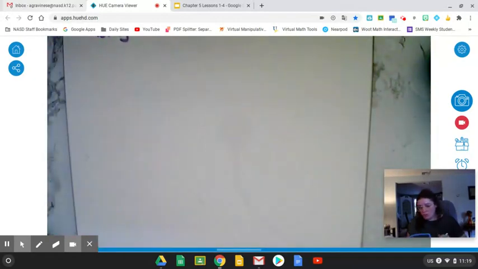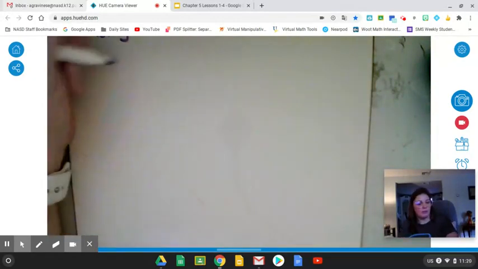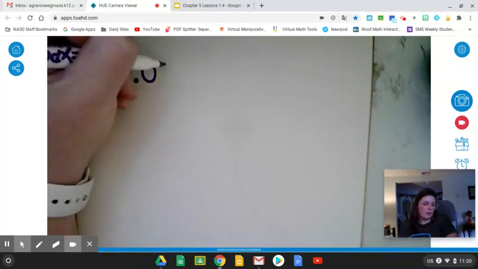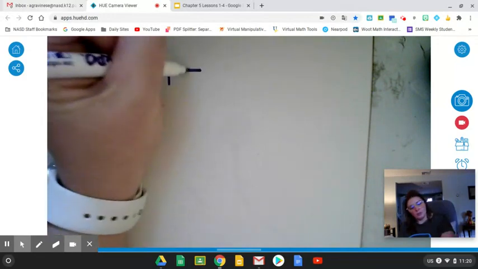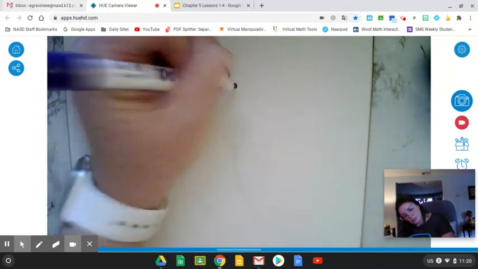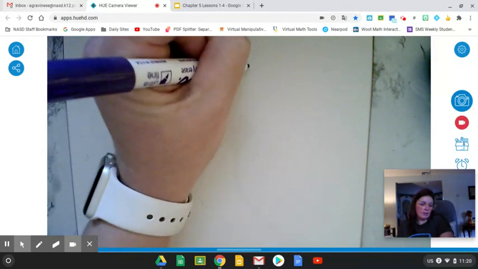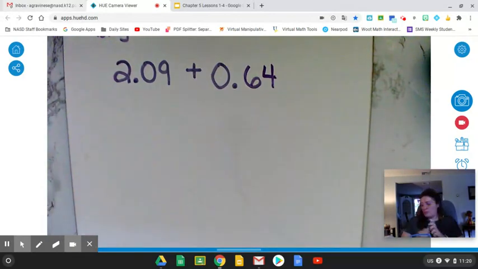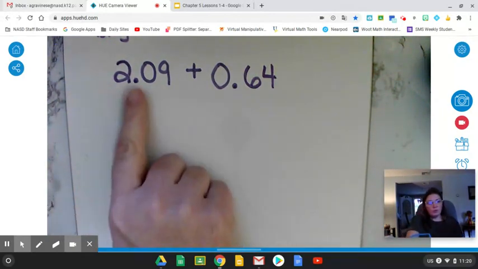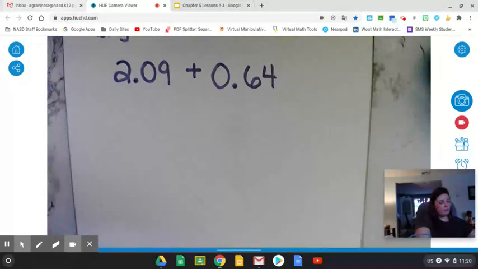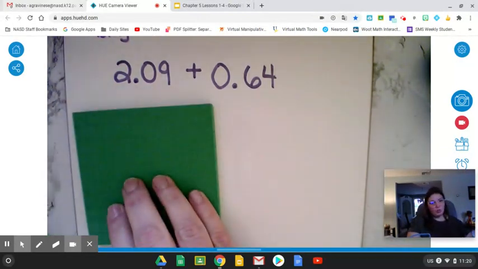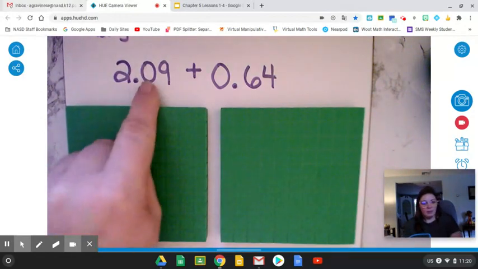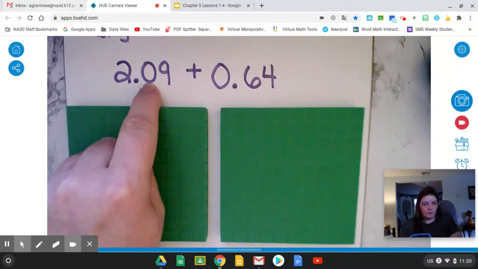Let's try another one. At home, you should be building this with me if you have your base 10 blocks. Let's try 2 9/100ths plus 0 and 64 hundredths. First, we're going to build 2 and 9 hundredths. To build that, I need 2 wholes, and I need 0 tenths.